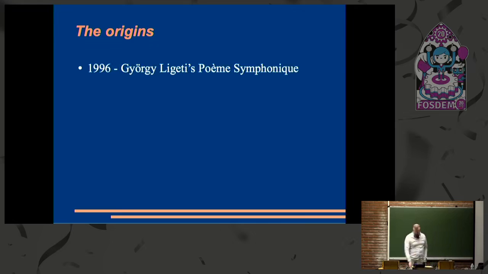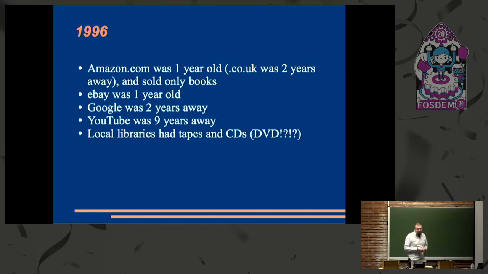Now, to also give some context of 1996, Amazon wasn't there. It was 1 year old and only sold books. So not going to be able to get this recording of Georges Ligeti that way. eBay was a year old, Google was nowhere near, and YouTube still 9 years away. Now if you want to get some music, you just go to YouTube. It's pretty much all there.